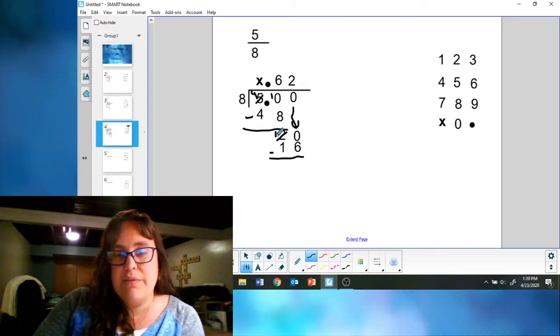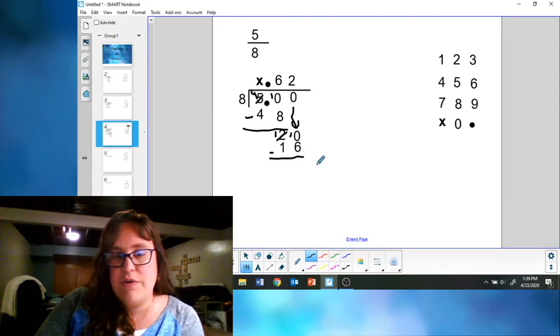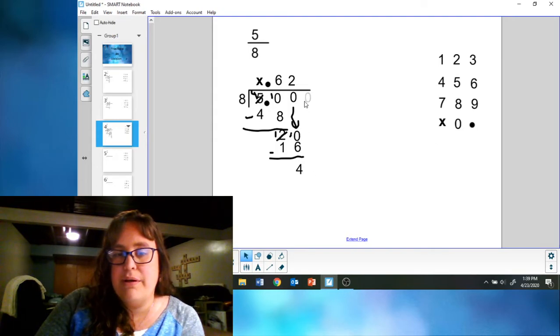And take 1 away here. It becomes a 1. This becomes a 10. You know I like to count up. So 6, 7, 8, 9, 10. Gives me 4 left. Numbers the same. 0 is the game. Again, can't have a remainder. So I'm going to add another 0 up here. It does not change the value of the number. I'm going to bring that 0 down.